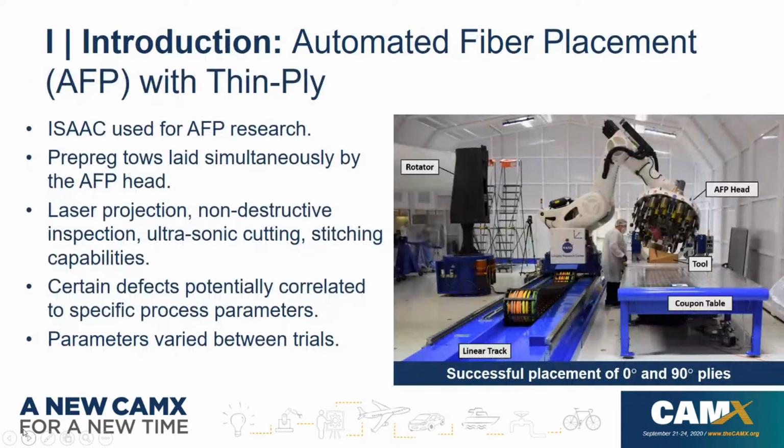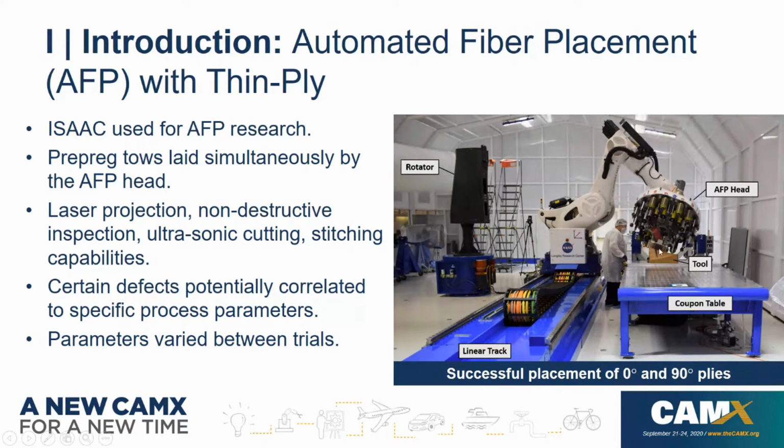So let's go ahead and introduce the automated fiber placement with thin-ply. This is the automated fiber placement machine at NASA Langley. What you see in here, and I'm highlighting it with the mouse, is a linear track. This linear track is where this KUKA-based robot is going to travel to provide maximum reach. And we have the AFP head that is mounted. This is an Electroimpact machine. This Electroimpact machine is laying up on a tool.